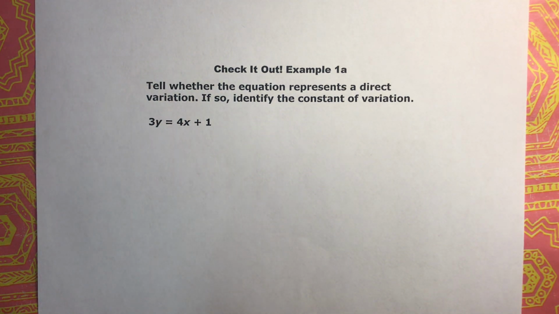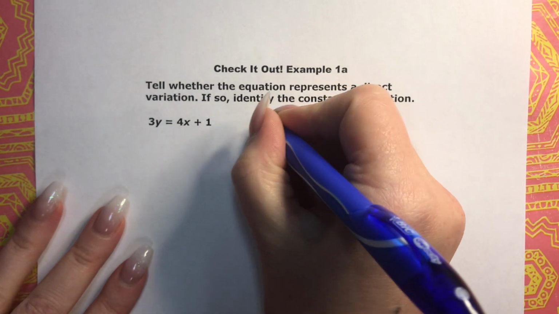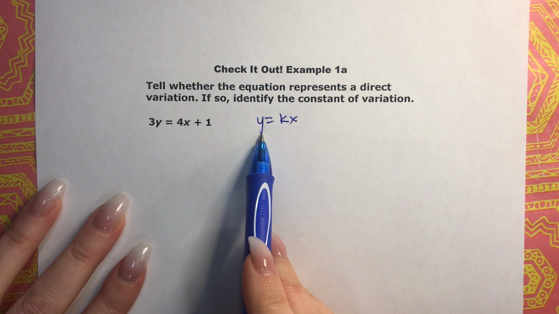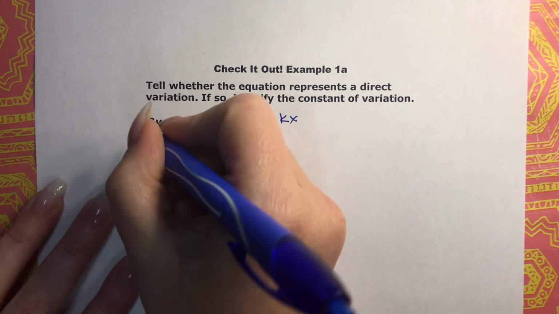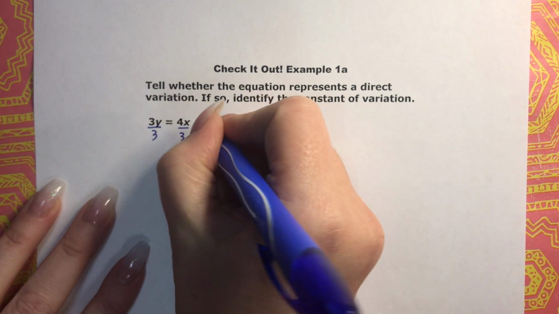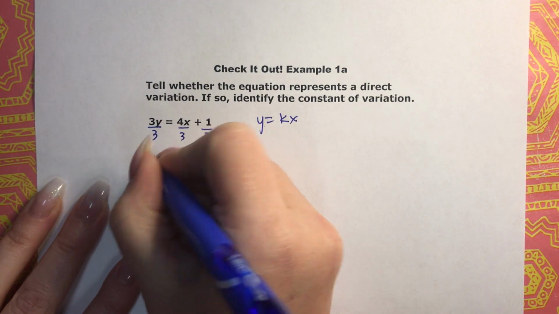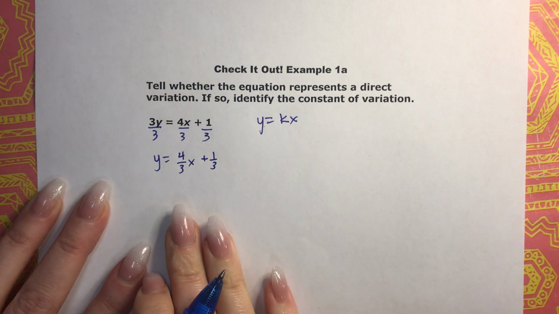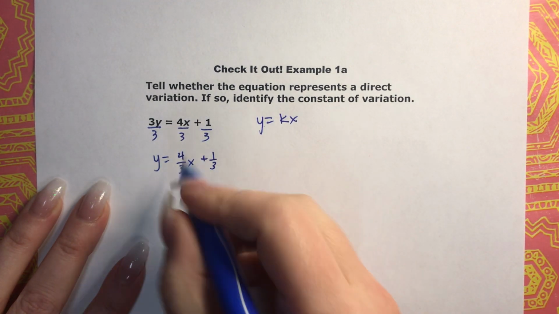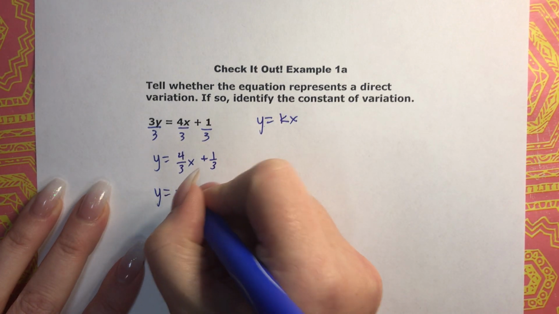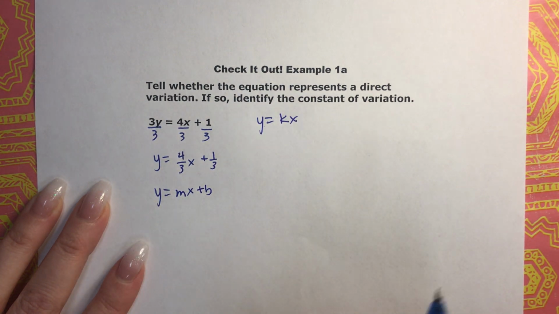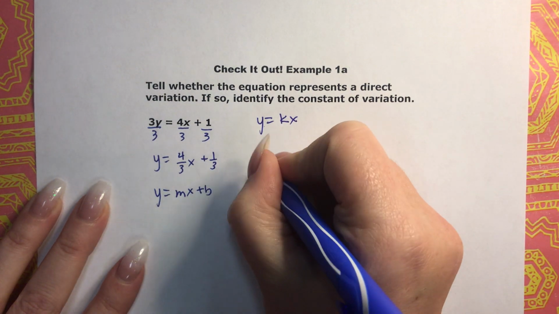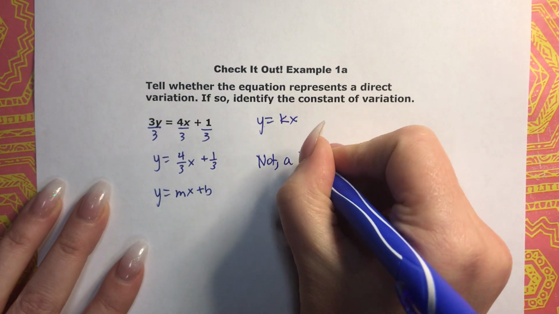Okay, let's see how you did. We're going to tell whether this is a direct variation, y equals kx. So we need to solve and get y by itself. Is y by itself? No, it's not. So we're going to divide every little thing by 3. That ends up being y equals 4/3 x plus 1/3. And for direct variations, the y-intercept needs to be 0. We know that this is in slope-intercept form as well when it's solved for y, and the y-intercept is 1/3, so we know it's not a direct variation. So not a direct variation.